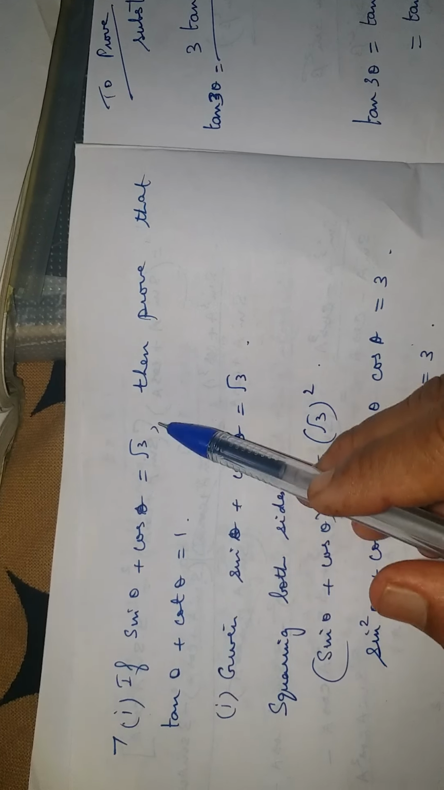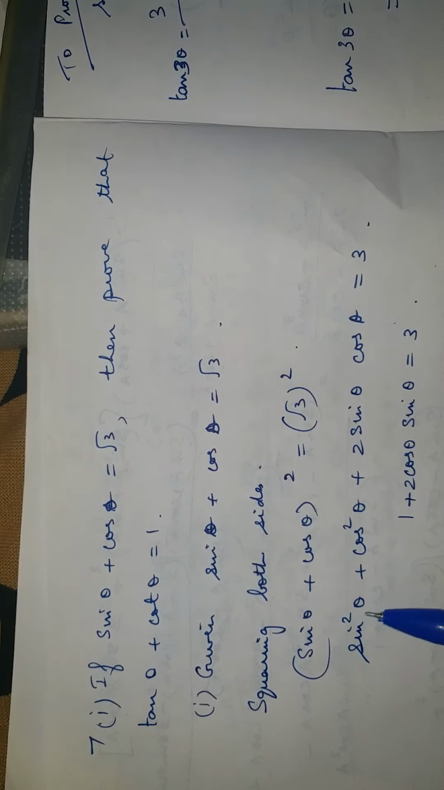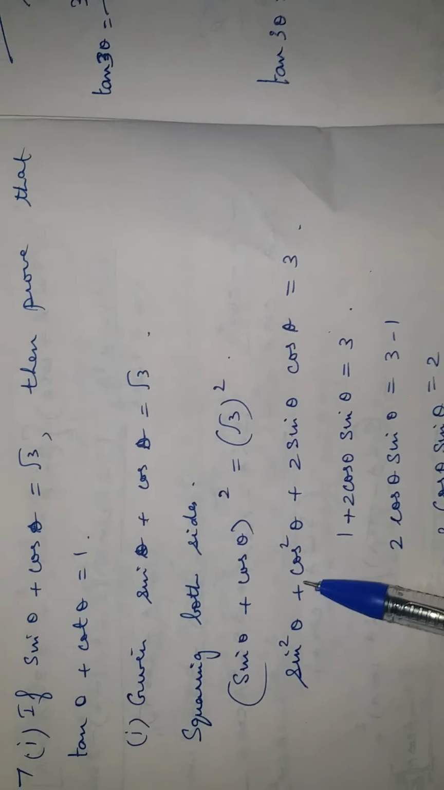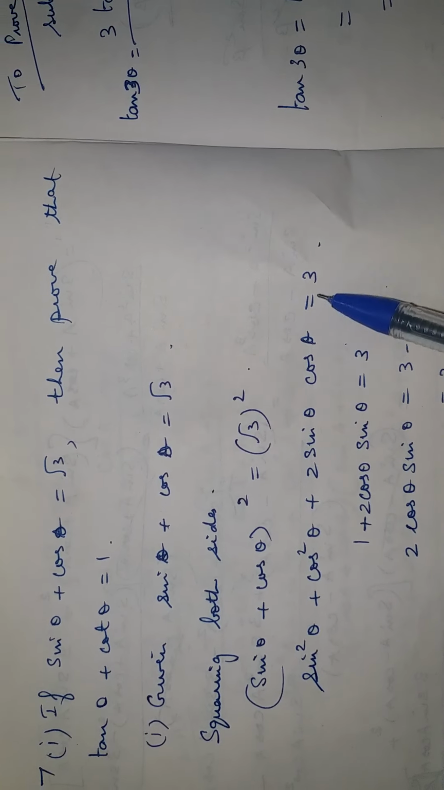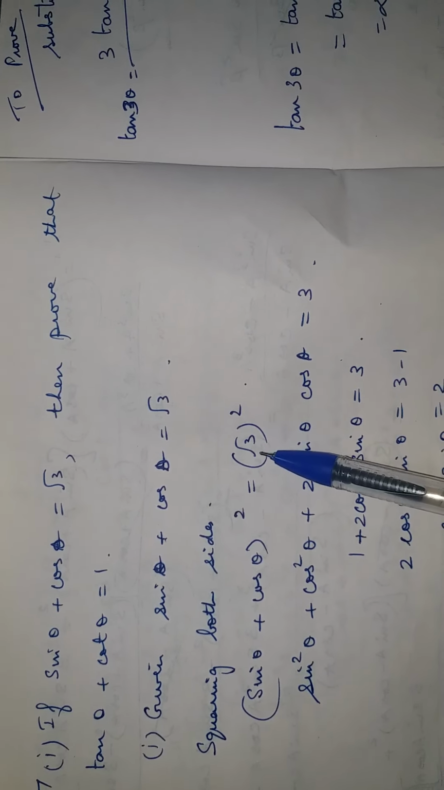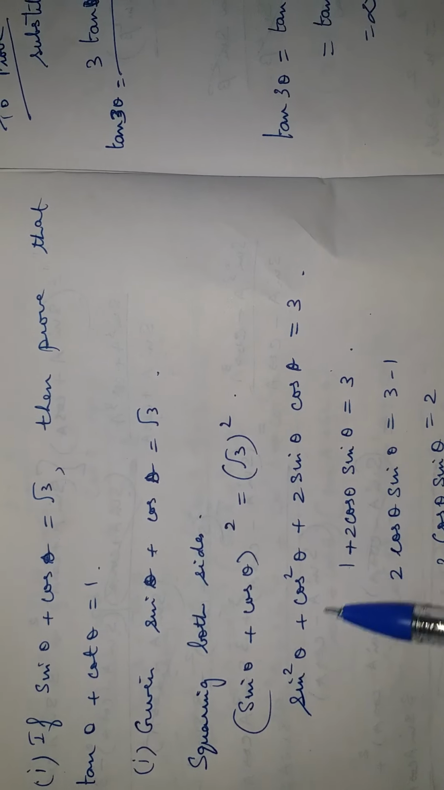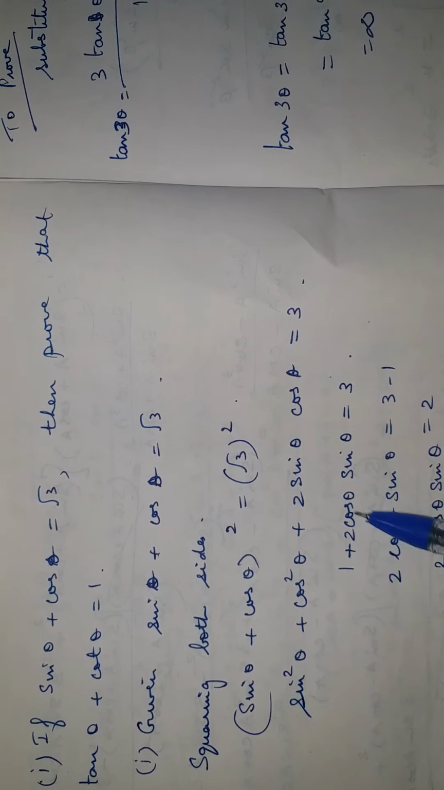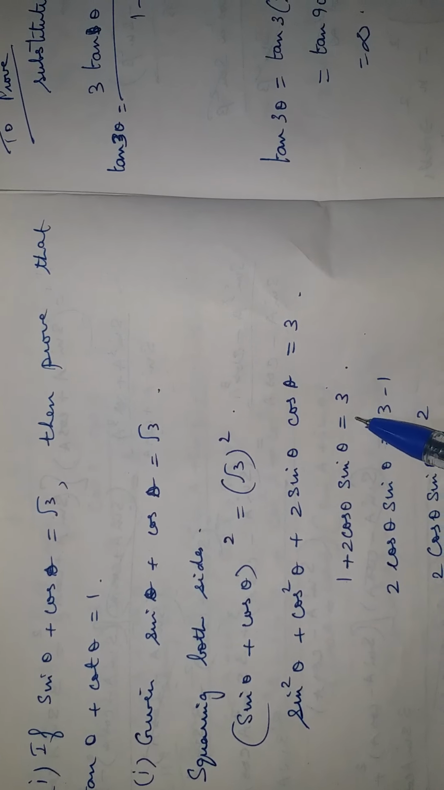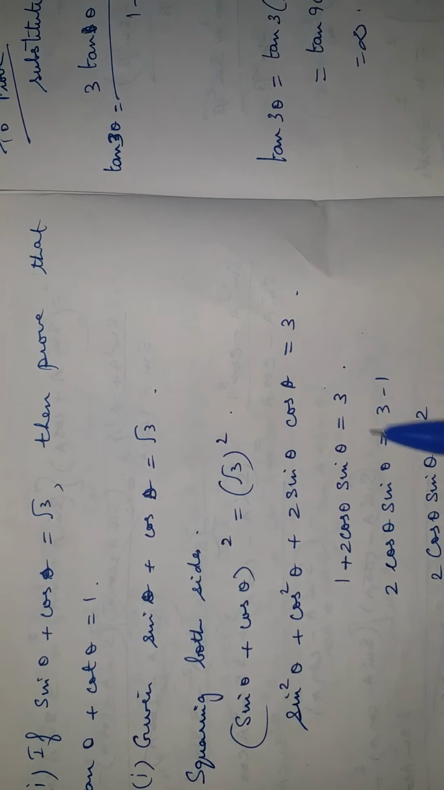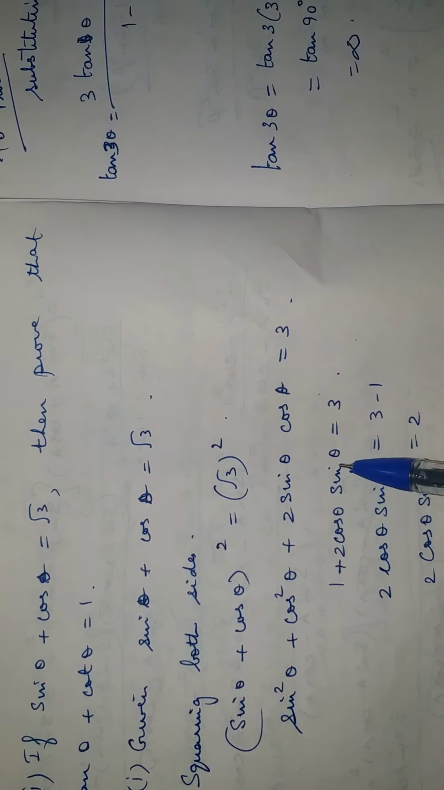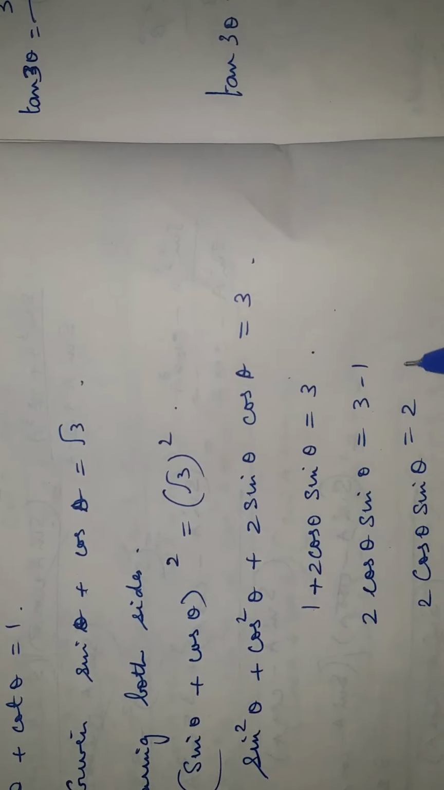That is, I am squaring this. Expanding this, you will get sin square theta plus cos square theta plus 2 sin theta cos theta is equal to (root 3) the whole square, which gives you 3. Now sin square theta plus cos square theta gives you 1, so 1 plus 2 sin theta cos theta is equal to 3. Taking this 1 to this side, you will get 2 cos theta sin theta is equal to 3 minus 1, which is 2.